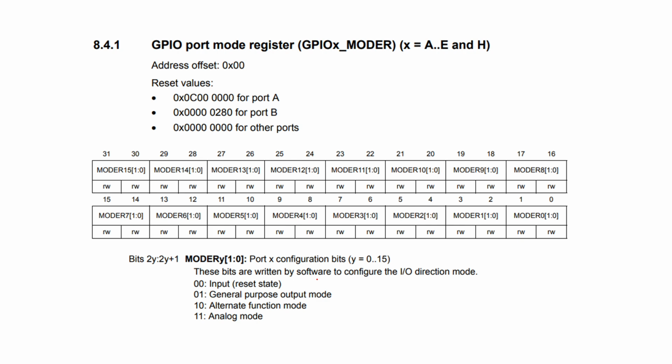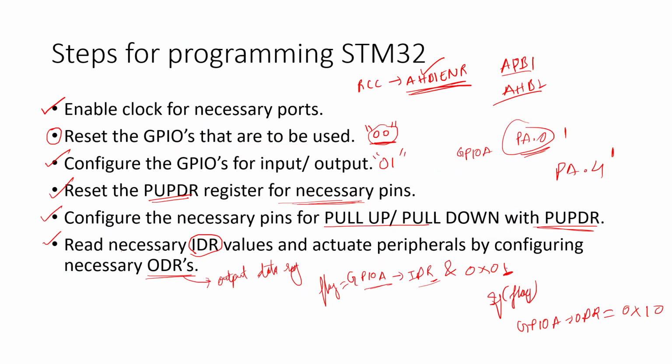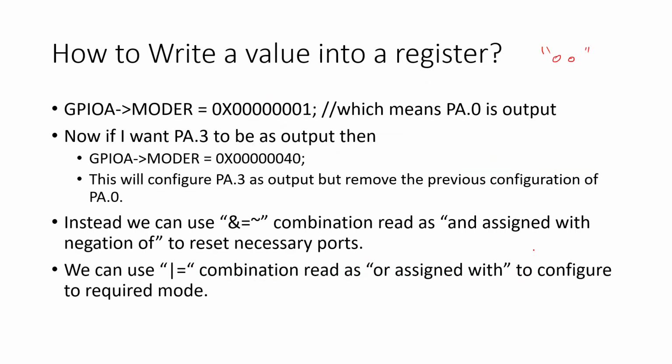Once you are done with it, the second part is resetting the GPIO MODER register. For resetting the GPIO MODER register, the first thing you have to do is keep the MODER value as 00. If you observe in the previous slide, I directly wrote GPIO arrow ODR equals 0x10. Now let us see what the consequences of writing like that are, or what the actual method of writing data into the register is.